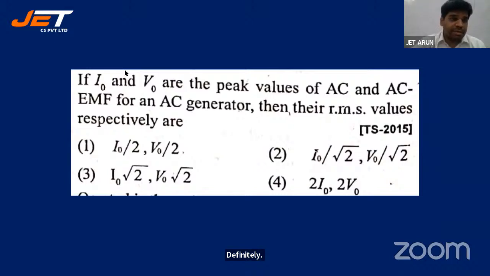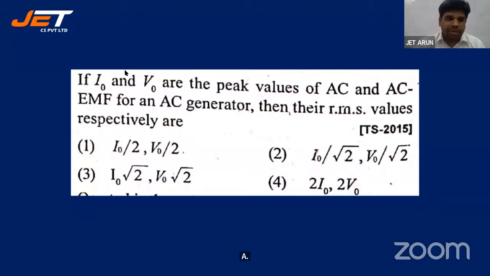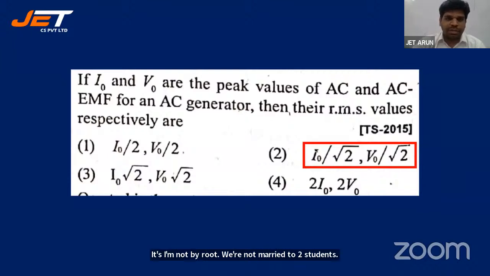Okay, mixed response again. Students, everyone, promise me one thing, that you will revise this chapter before you come to the next session. RMS is nothing but root mean square value. Root mean square value. All right, let's look at the key. It's I naught by root 2 and V naught by root 2, students. All right, let's go for the next one.